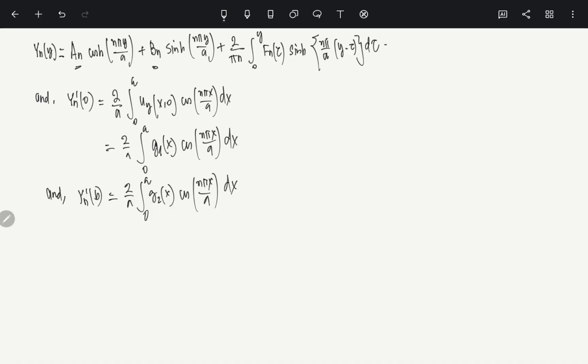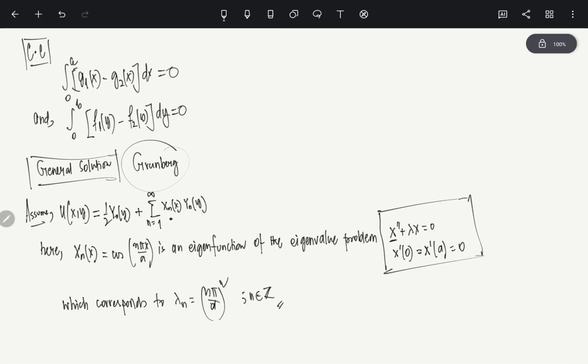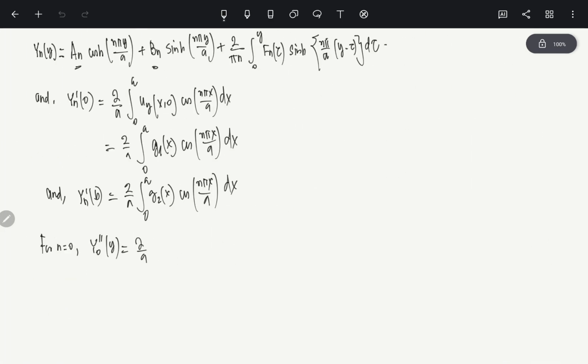If you put n equals 0, you have the equation y_0 double prime of y is nothing but 2 by a times f1 minus f2, taking the solution to be half. So it is 2 by a integral from 0 to y of f1(tau) minus f2(tau) d tau plus a constant c. Clear? So there are big conditions.